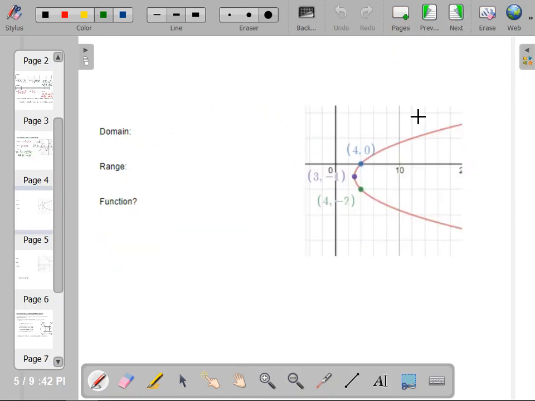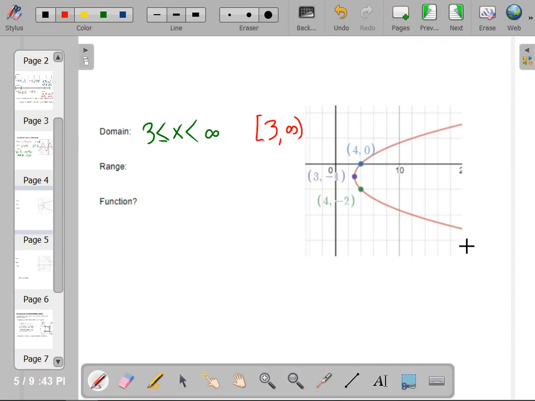Let's try another graph. Okay, domain: the furthest left you go to the furthest right. The furthest left you go, the x value is 3. So we would say 3 is less than x. It actually does equal to, so 3 is less than or equal to x. And then it goes forever to the right, so we're going to say is less than infinity. Or if you're in pre-calc, we would say 3 to infinity, interval notation.